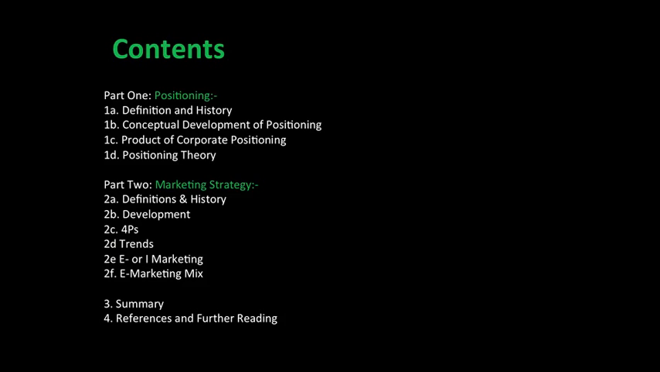I'm going to consider two key areas today. The first is obviously positioning, looking at the definition, the history, the conceptual development from product to corporate positioning, and finally positioning theory to help you build that up with your brand. And the second part is going to look at marketing strategy, so the definitions, the development, the 4 Ps, the trends, and obviously the impact of E or I marketing, and finally some summary and some further reading.